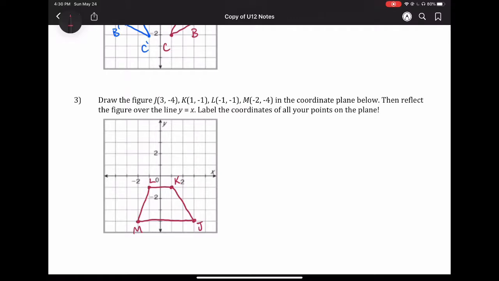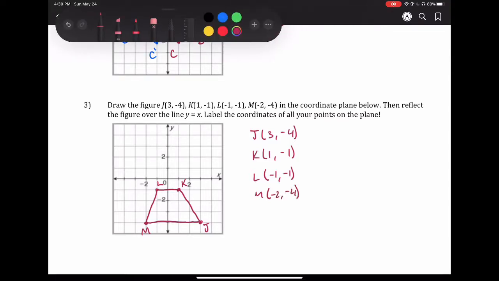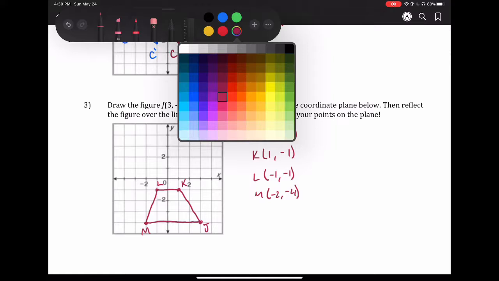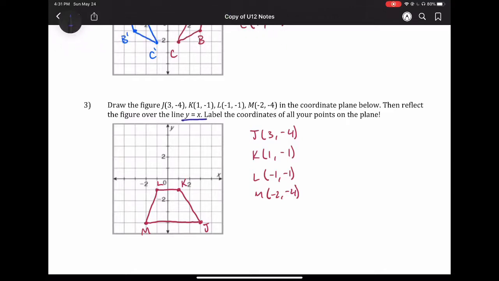Alright, and now to show my work, I'm going to write these points out to the side here. J at 3, negative 4. K at 1, negative 1. L at negative 1, negative 1. And M at negative 2, negative 4. It says that we are reflecting over the line y equals x.